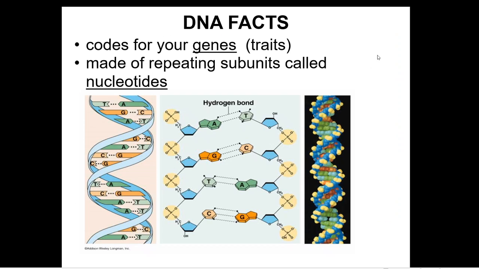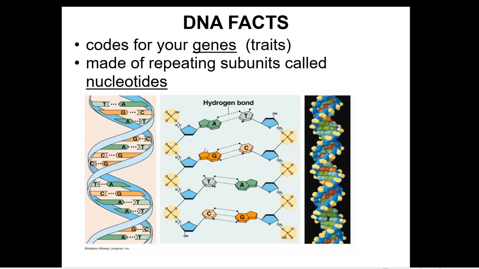All right, there are a couple of facts I want you to know about DNA. DNA codes for your genes, or your traits. What the heck are those? Those are your eye color, your hair color, your height, your skin color, the shape of your nose, what your lips look like, your eyes look like, okay? All of those things are coded within our genes, and those are all called traits. And DNA is made of repeating subunits called nucleotides, okay?